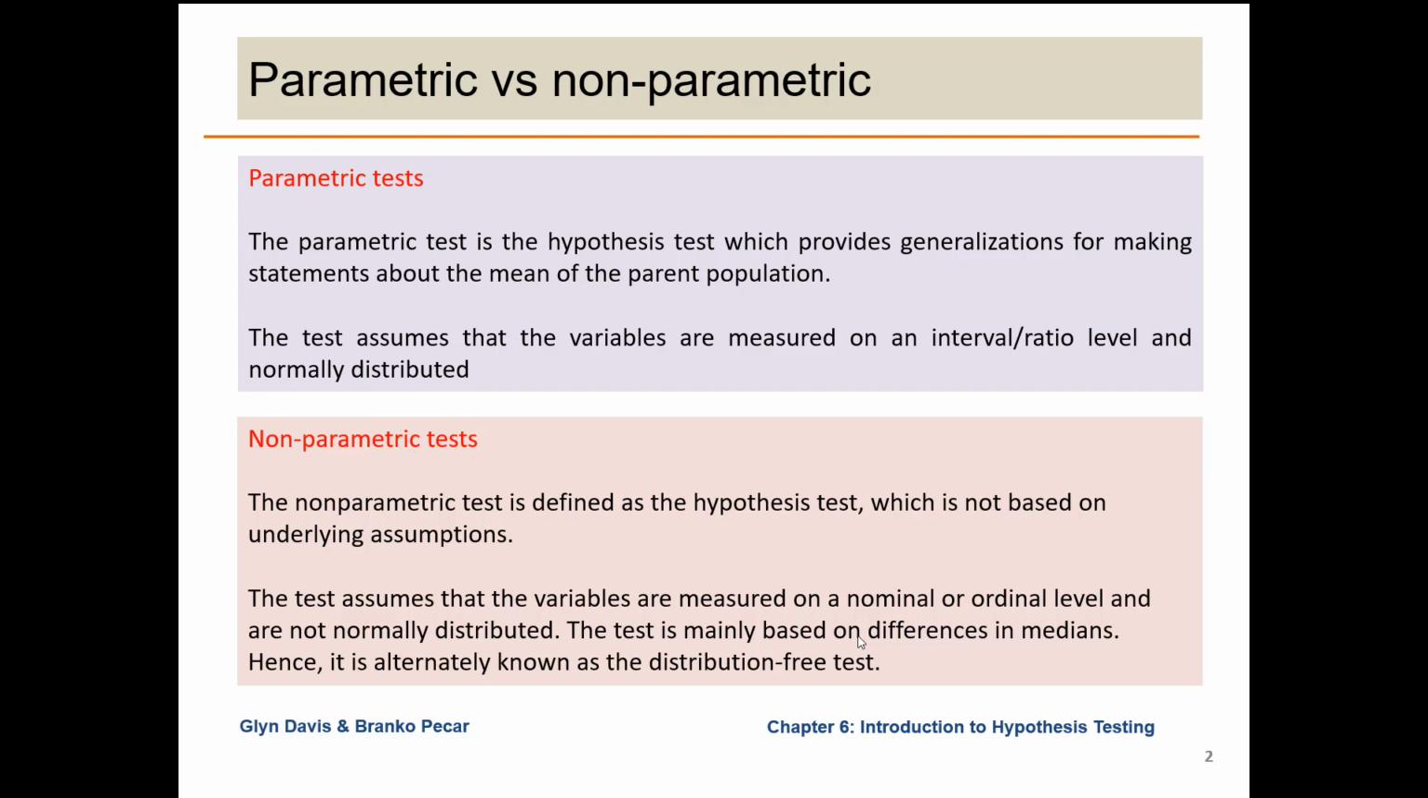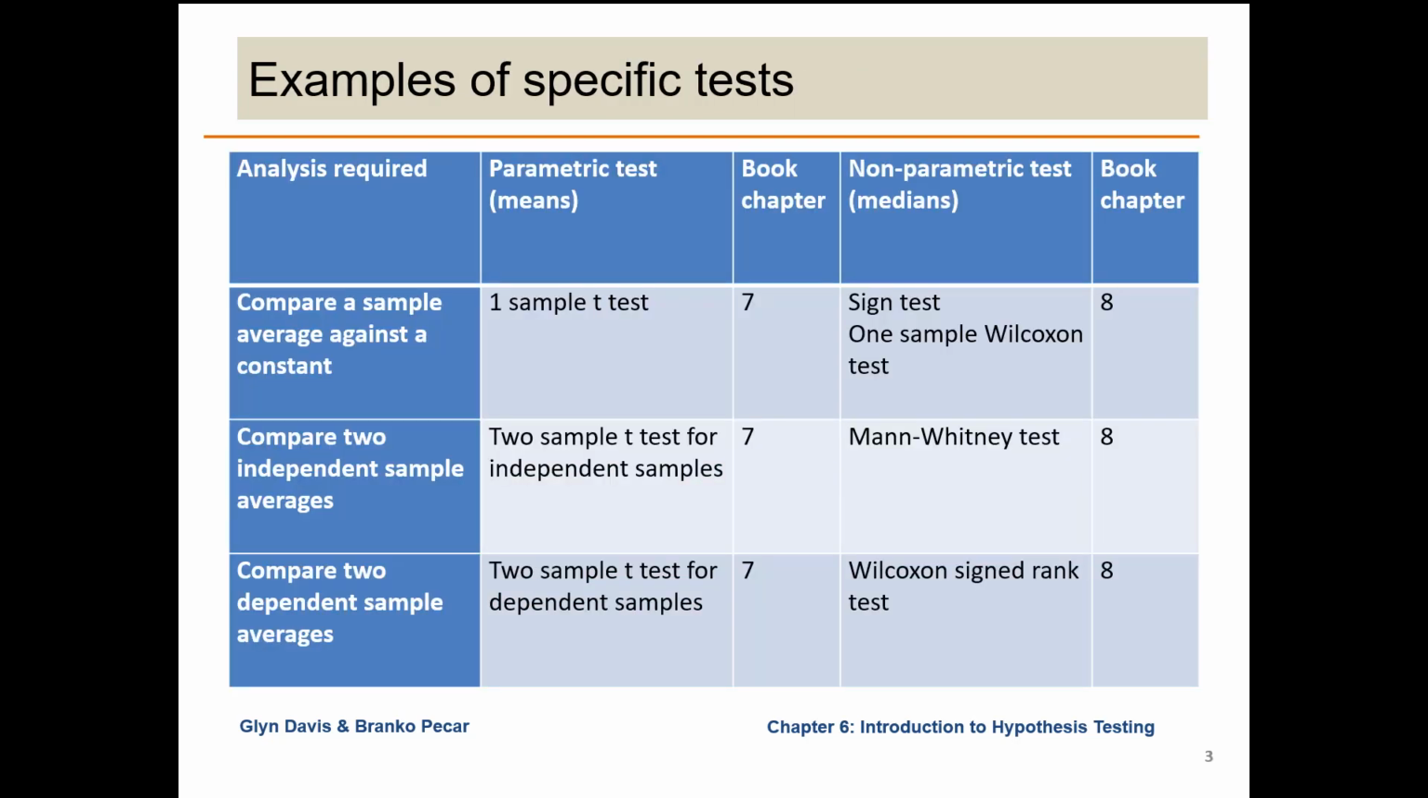The non-parametric test is defined as the hypothesis test which is not based on underlying assumptions. The test assumes that the variables are measured on a nominal or ordinal level and are not normally distributed. The test is mainly based on differences in medians, hence it is alternately known as the distribution-free test. So some examples of specific tests, and we cover these in chapter 7 and chapter 8 of the book, and you've also got in chapter 8 the chi-square test of association as well.